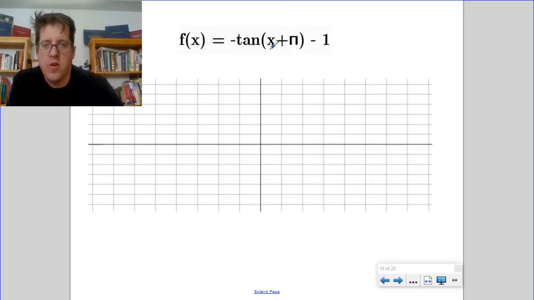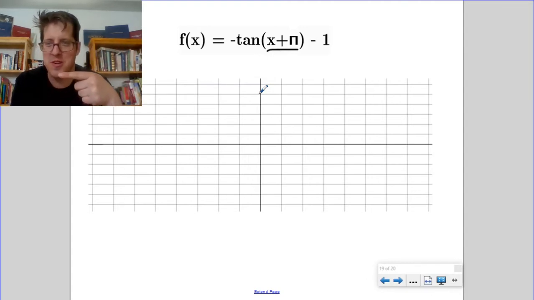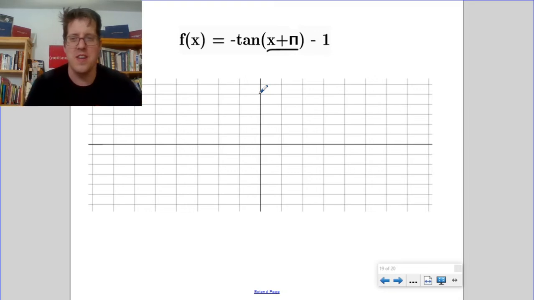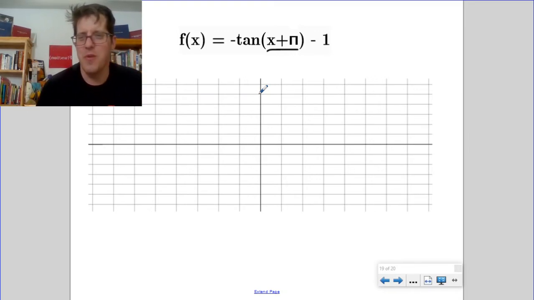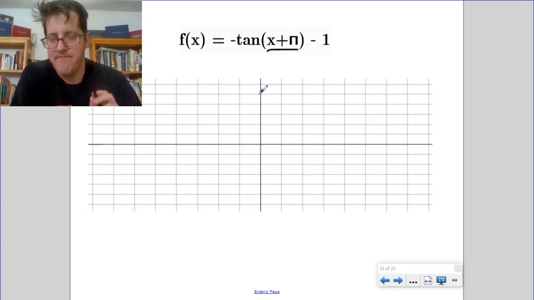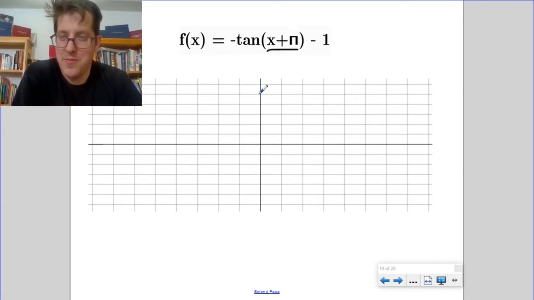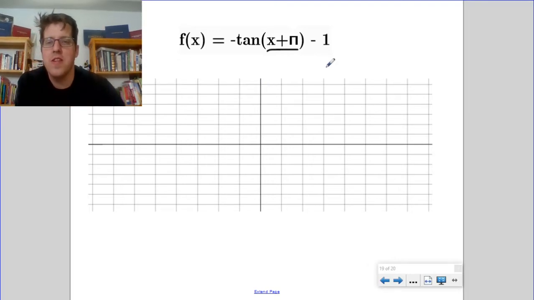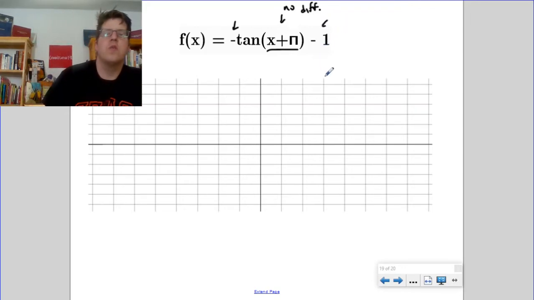So first thing to notice is that this function is shifted pi units to the left. Sorry, normally I'm used to pointing in one direction, which is the opposite of your direction, but now I'm in a camera and I'm not actually sure if this camera reverses stuff or not. Well, for me, it's that way, left. It's shifted pi units to the left from the parent function. Now, pi is the period, so that's actually going to make no difference just for this problem. We're going to be flipped upside down, and we're going to be shifted down 1.